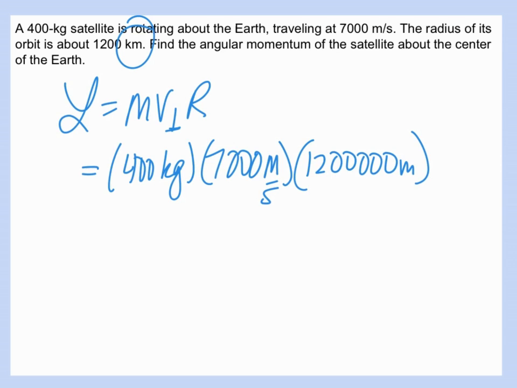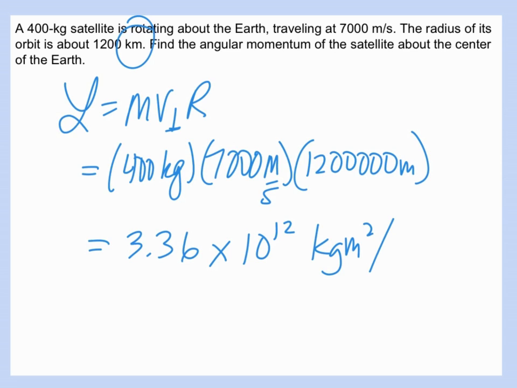And you can see how the units again are kilogram meters squared per second, like we had in the last problem. Now this is an absolutely huge number, 3.36 times 10 to the 12th kilogram meters squared per second. And that is typical for this sort of application. Again, we'll talk about this more throughout the semester as we get into gravitation.